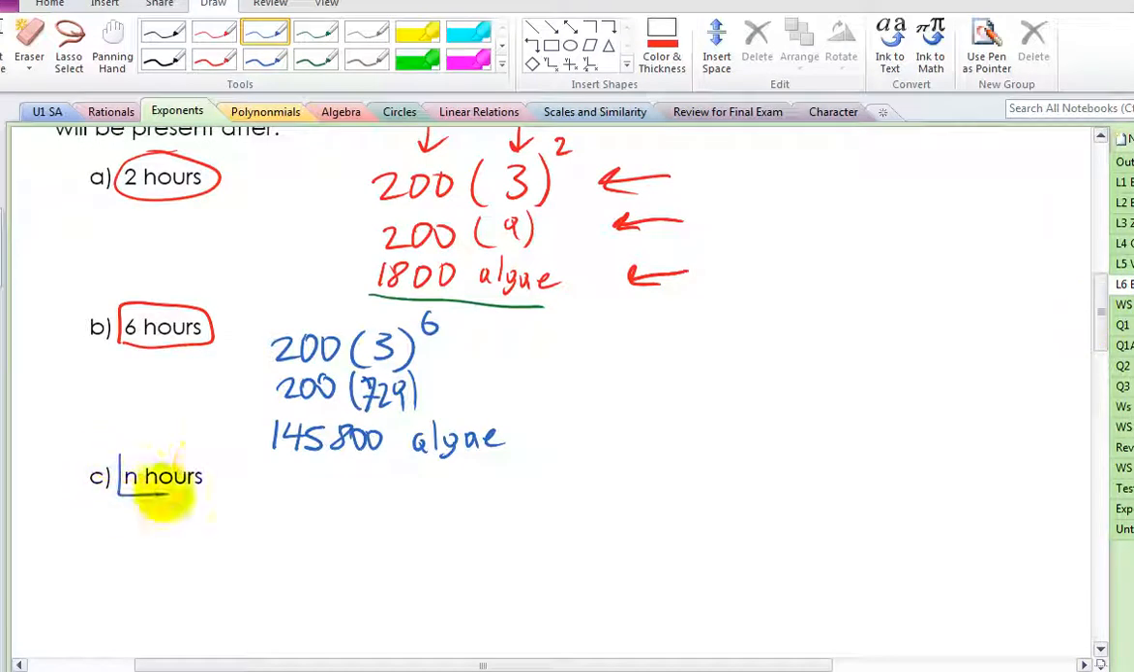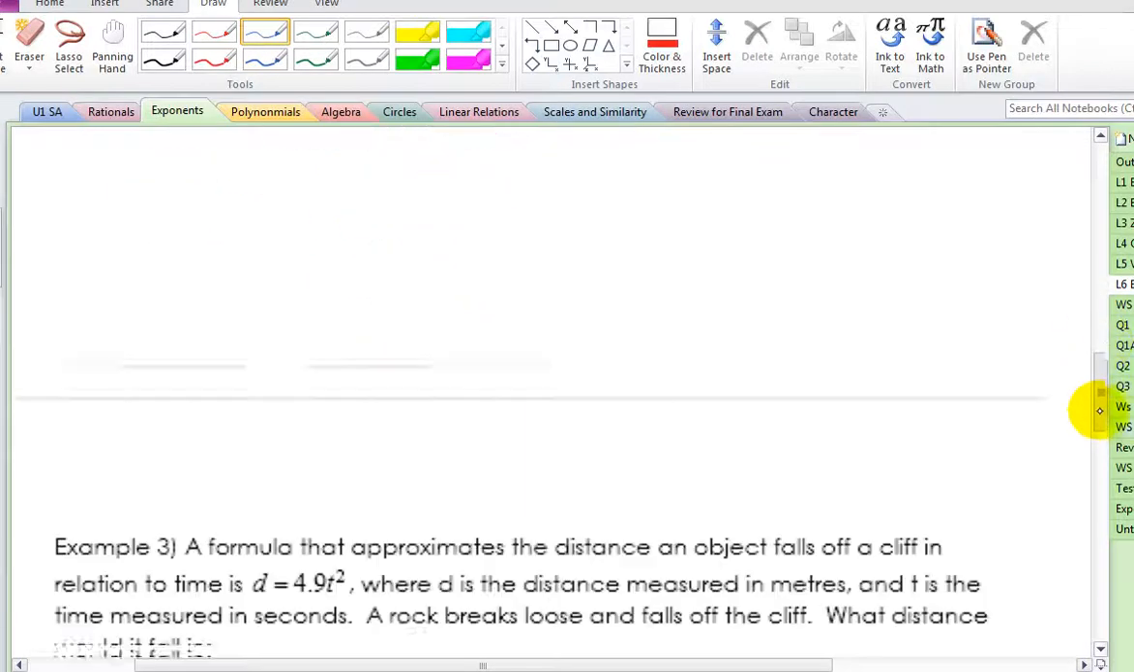So what if it was after n hours? What we're going to do is make a formula. And so we use the letter n to represent the time. So n becomes your exponent. The textbook likes to start with that. Okay, and then substitute in for n. Any questions with that? Okay, turn it over.